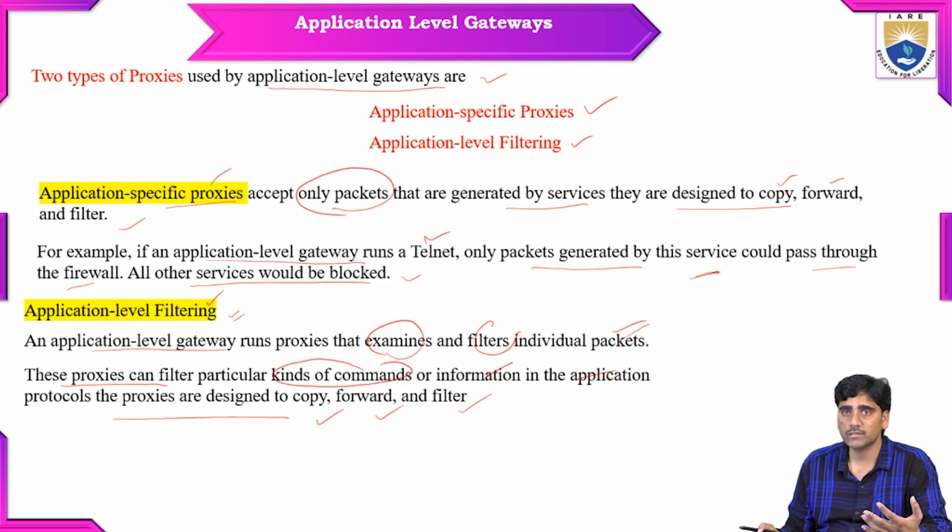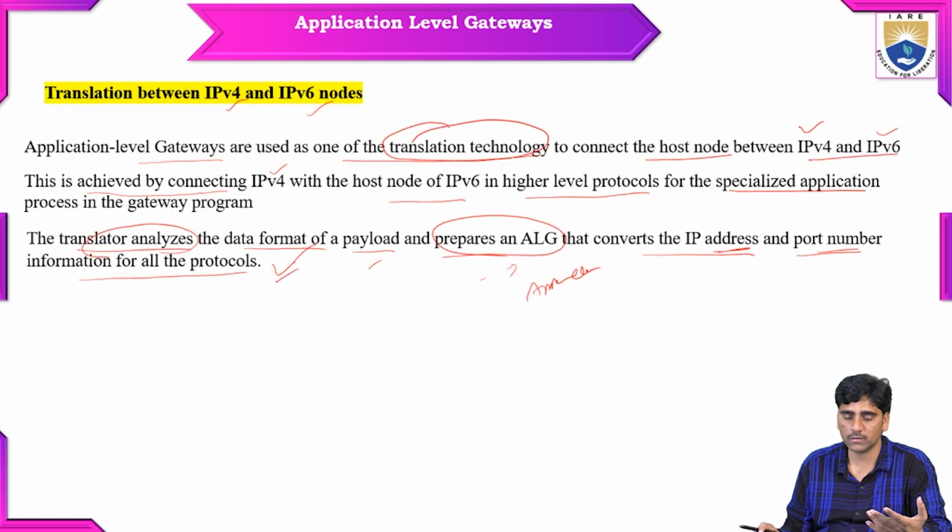And the types of proxies: application specific proxies and application level filtering, two types. And the translation between IPv4 and IPv6: the translator analyzes the data format of the payload and prepares the code for the conversion of IP address and port number information for all the protocols. So this is all about application level gateways. This is the way application level gateways provide more security, by inspecting each and every packet going to the application server.